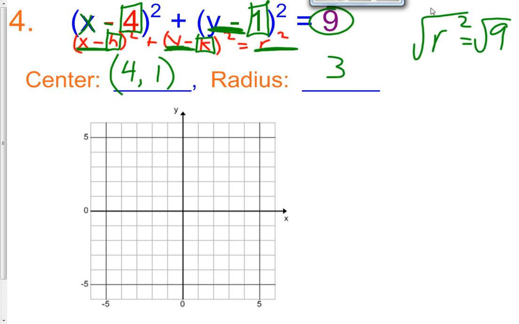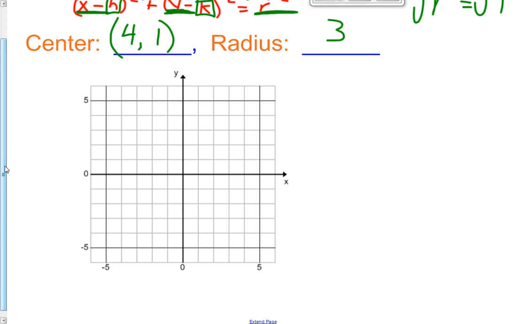So if we were to sketch this now, we would go right 4, up 1, and then we're going to go 3 in every direction. So let's go up 3, left 3, down 3, and right 3, and sketch our circle. There we have it. So on every single one of these problems, once you identify the center and the radius, you can draw any circle.